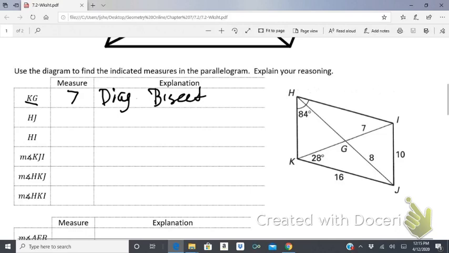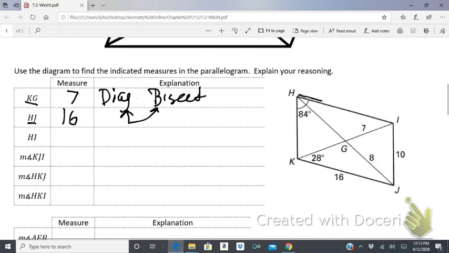So now, the next thing that we're going to look at is HJ. HJ is this long length right here. Now I again know that these and these are congruent to each other, and since this one's 8, that means this one's going to be 8, which is going to make the entire thing 16, and again, it's the exact same reason as right there. The diagonals bisect each other. Okay?